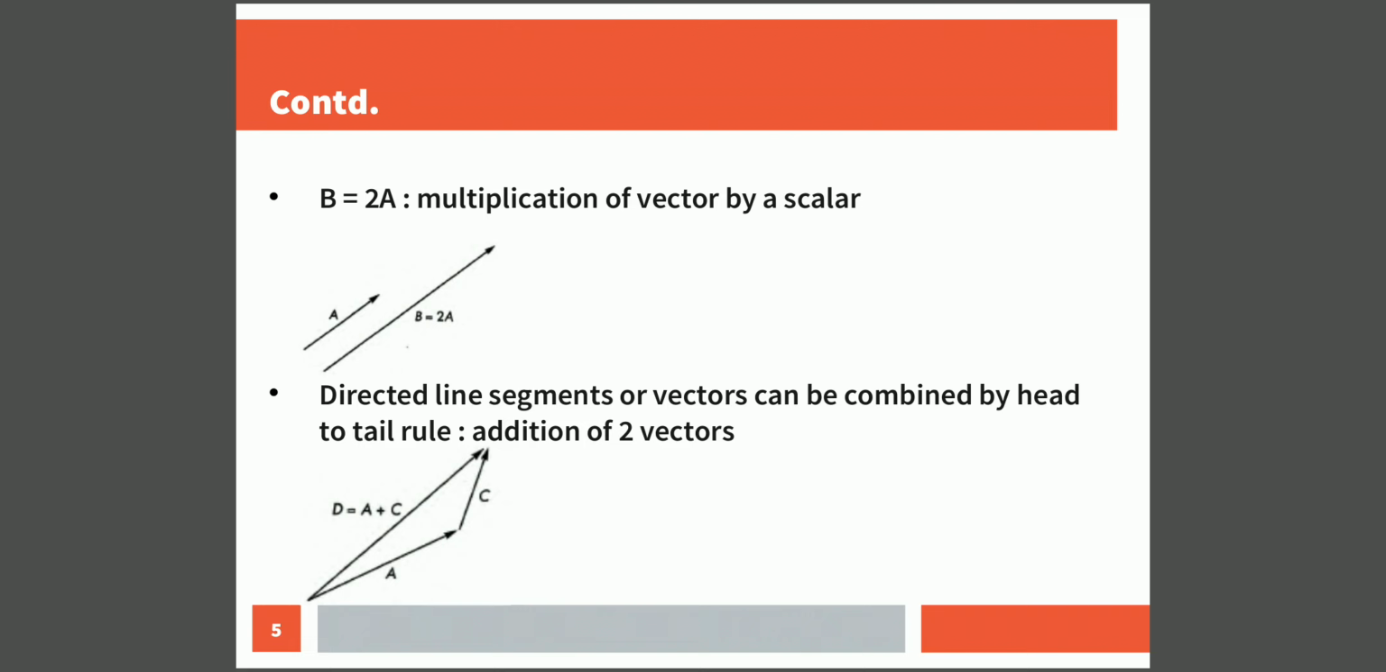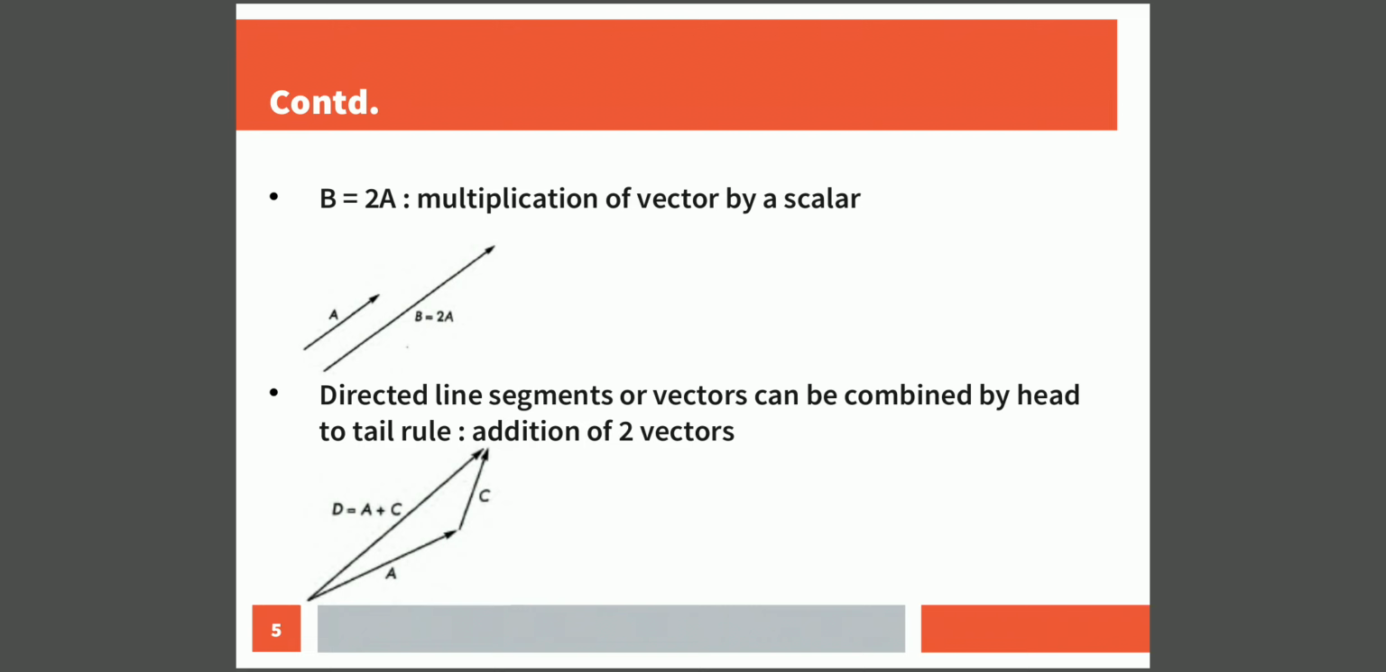That means its magnitude is doubled with the same direction. Then the next operation we can perform on vectors is addition of two vectors. To add two vectors, we need to follow a rule, and that rule is nothing but the head to tail rule.